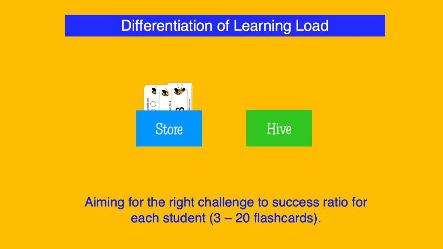But what we're looking for is the right challenge to success ratio. We don't want students feeling overwhelmed with the amount of active content, and we don't want them underwhelmed either. So maybe approximately to start with, on average 8 to 10 flashcards, but this is something that you can adjust when you see the results at the mastery test.